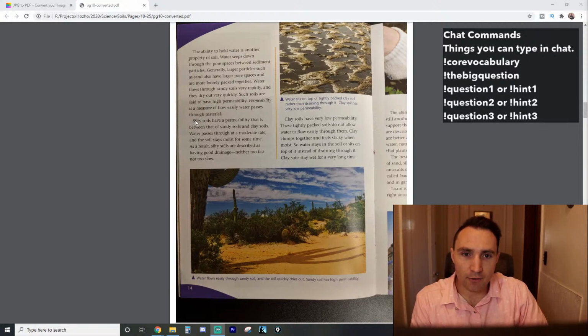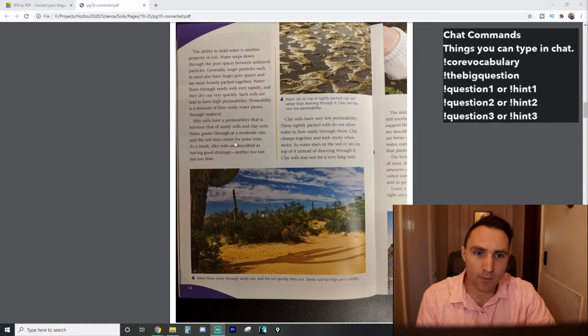So let's continue to read right here with silty soils. Make sure you're following along. Silty soils have a permeability that is between that of sandy soils and clay soils. Water passes through at a moderate rate, and the soil stays moist for some time. As a result, silty soils are described as having good drainage, neither too fast nor too slow.